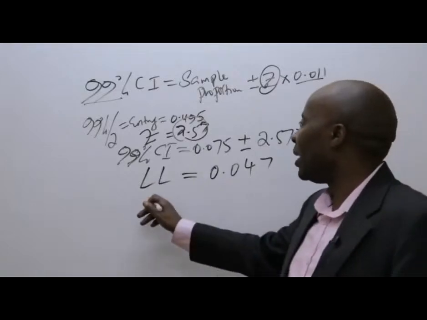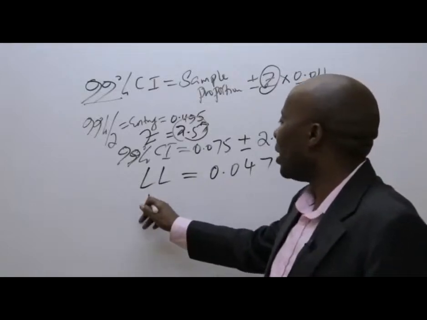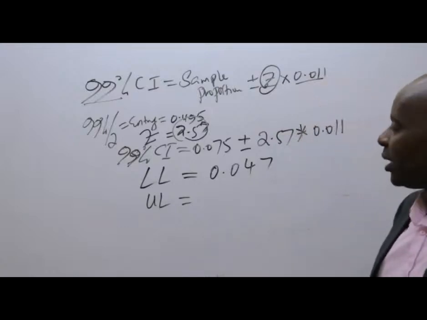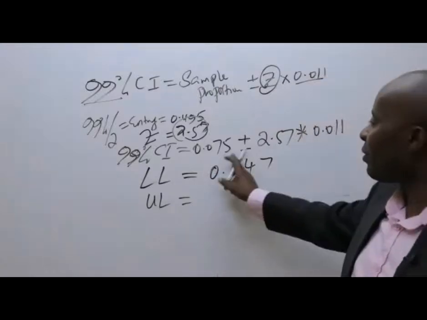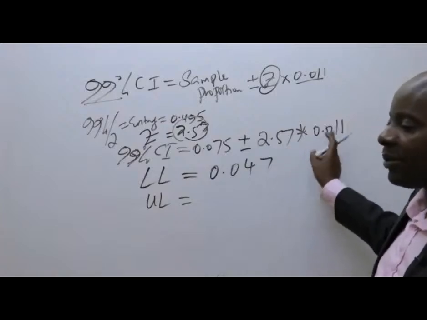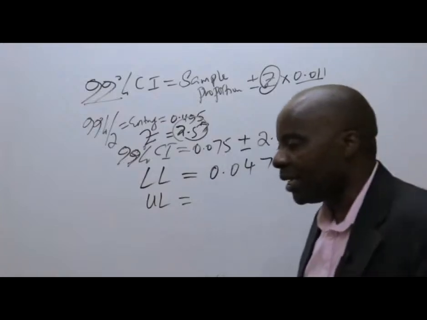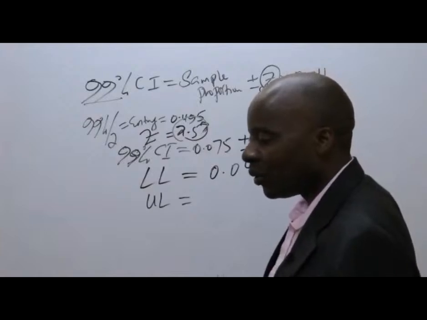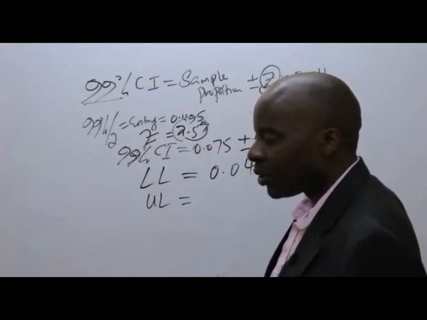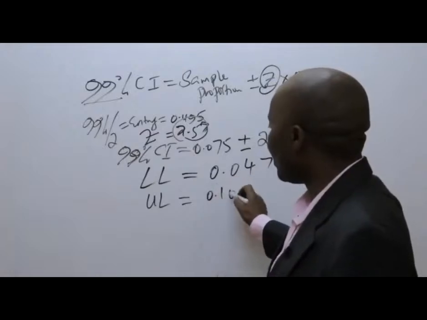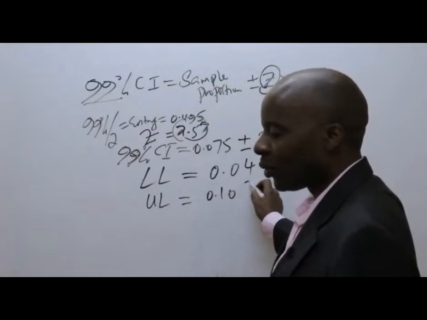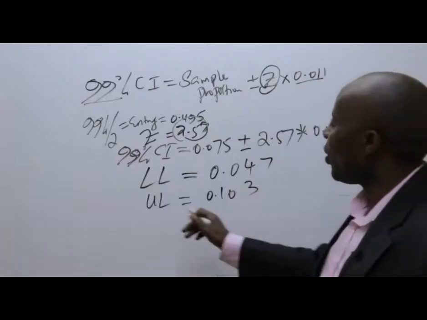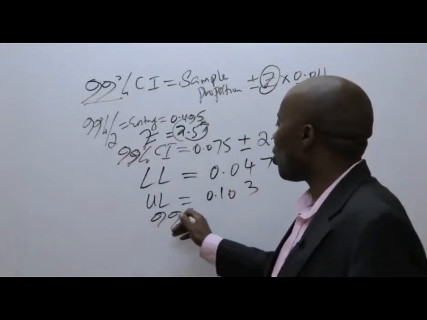How about the upper limit? For the upper limit we add. You take 0.075 plus 2.57 times 0.011. And according to Lokai, we have 0.103. So meaning that we are 99% confident.